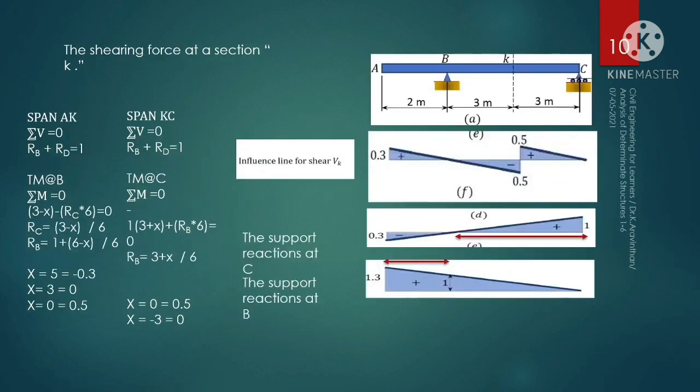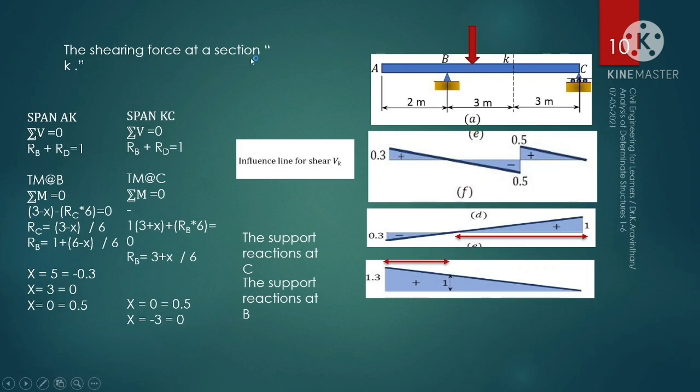Okay. And the last section is shear force at a section of K. Now I have to find the shear force at section of K. Earlier I have explained, if you want to find shear force, the easiest way is take the support reaction at C. We have already arrived this equation and take the support reaction at B. This is drawn here. Okay.